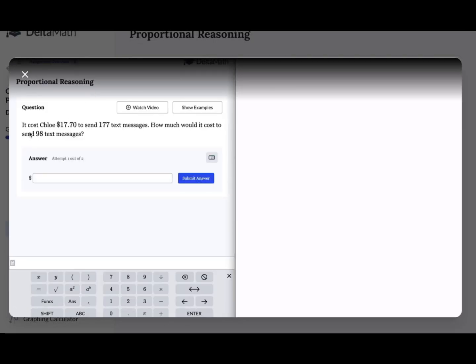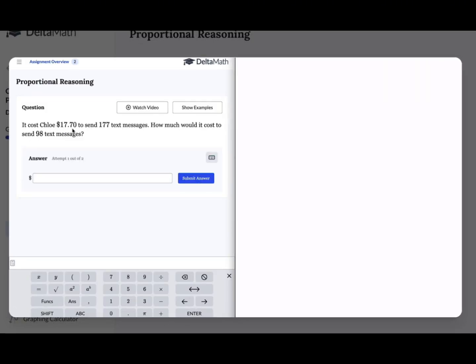Proportional reasoning. It costs Chloe $17.70 to send 177 text messages. How much would it cost to send 98 text messages? Let's draw a double number line. The top will be the cost in dollars and the other for text messages.